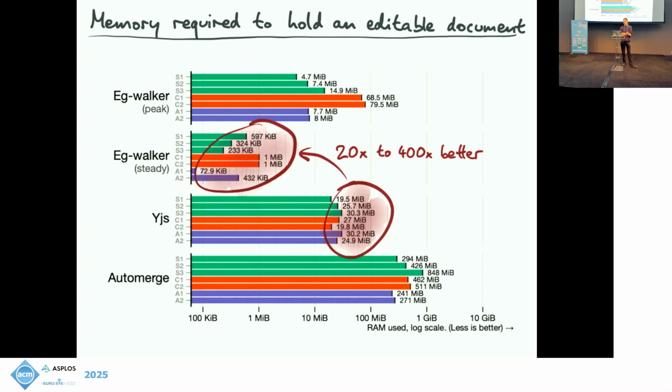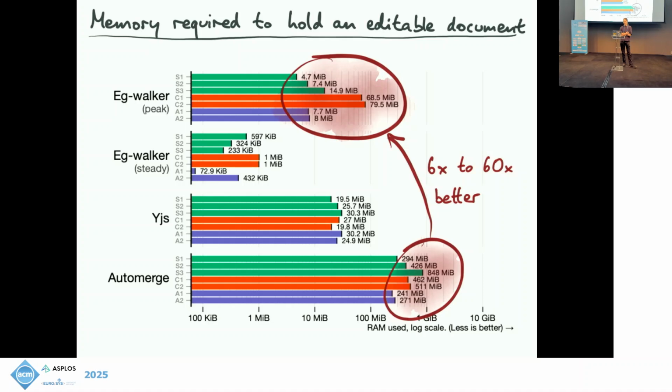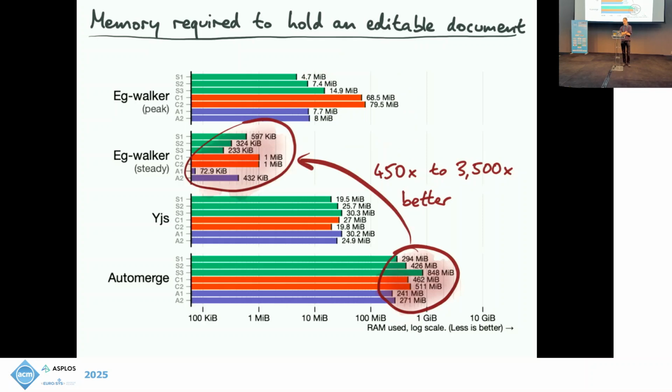And if we compare it to AutoMerge, we're better. Even the peak memory use of Egg-Walker is significantly lower than the steady-state memory use of AutoMerge. And comparing the steady-state use of Egg-Walker to AutoMerge, it's again quite dramatic. And in case you think I'm being particularly harsh on AutoMerge here, AutoMerge is a project I started myself. So I'm really comparing against our own prior work here.